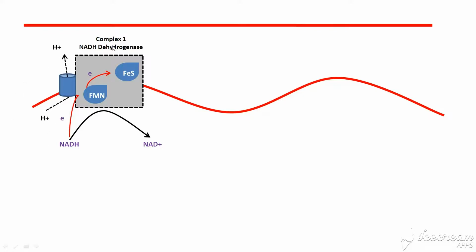So complex 1 is characterized by this little protein right here that can just take these hydrogen ions and pump them into the intermembrane space. So we're going to begin to see hydrogen ions accumulate in the intermembrane space. Okay, so after the pumping is done, complex 1 is going to send its electron all the way to something called coenzyme Q. Okay, so this is the end of complex 1.